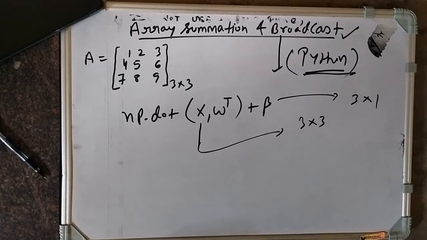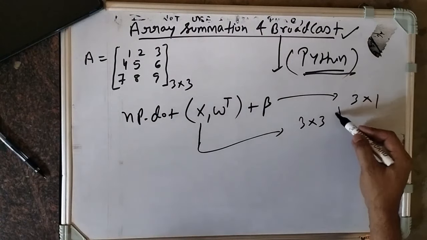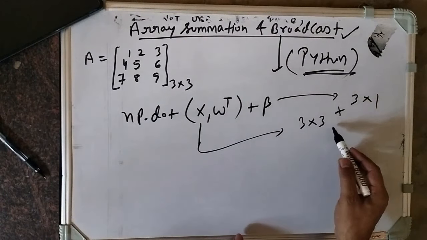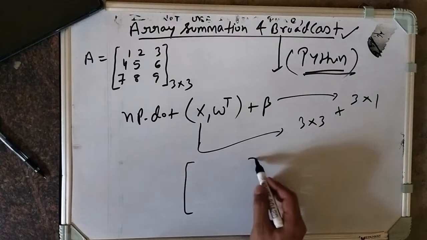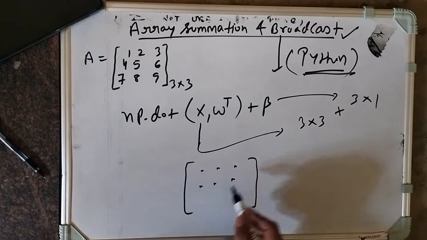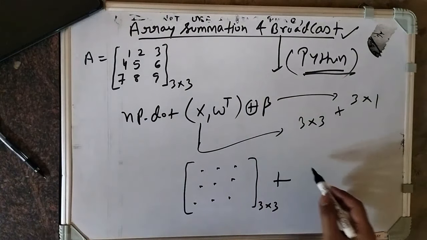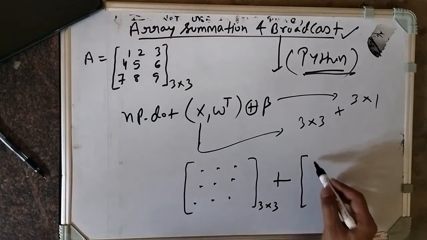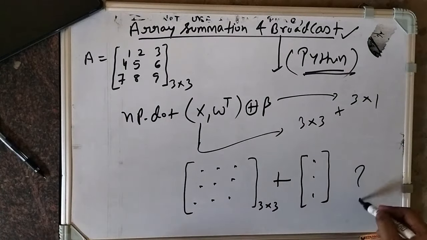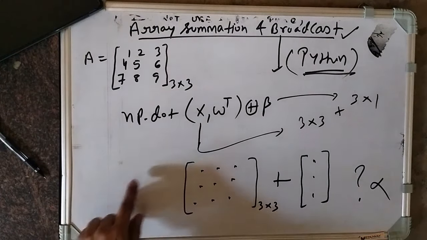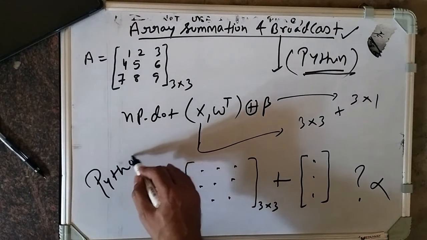3 into 1 matrix. So you can multiply, but you cannot add both. 3 into 3 matrix plus 3 into 1 matrix. What is the meaning of this? You have a 3 into 3 matrix, and you are adding a 3 row 1 column matrix, 1 2 3. Can you add this one? Impossible. According to mathematics it is impossible, but how in Python?